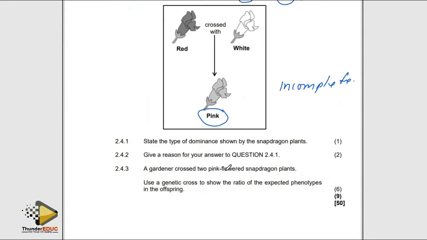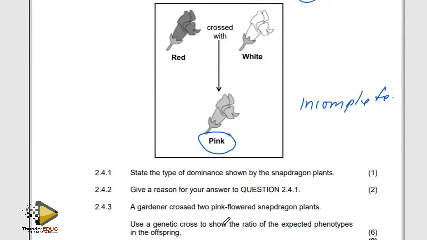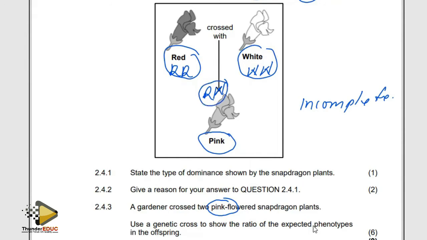A gardener crossed two pink flowers. Use the genetic cross to show the ratio that is expected when you cross two pink flowers. If both alleles are dominant, this is going to be capital R, capital W, and capital R, capital W. They produce one gamete from this side and one gamete from that side. This one is going to produce a capital R, this one a capital W. So this crosses with this, you produce this. And RW is an intermediate of red and white, which is pink.